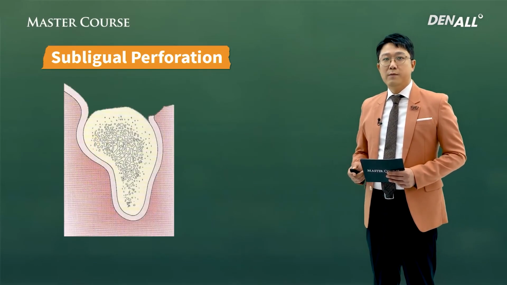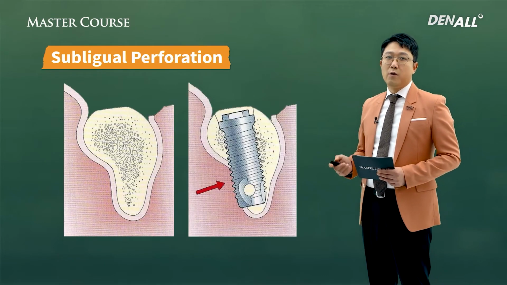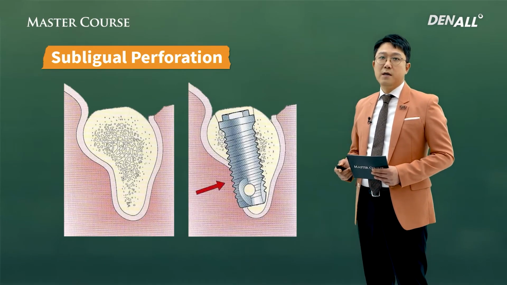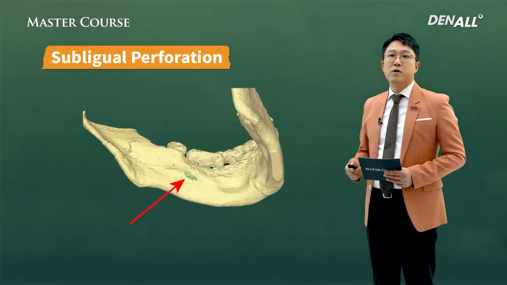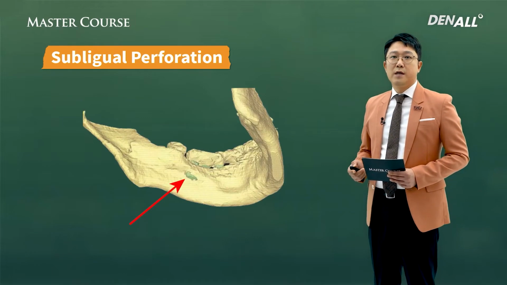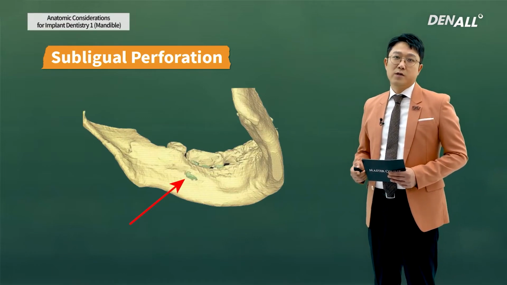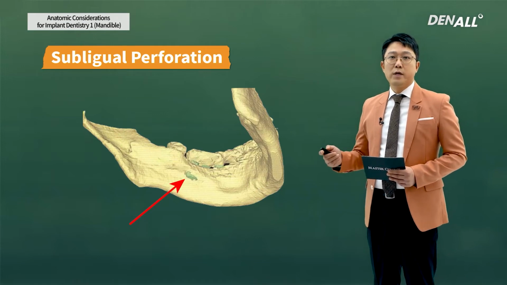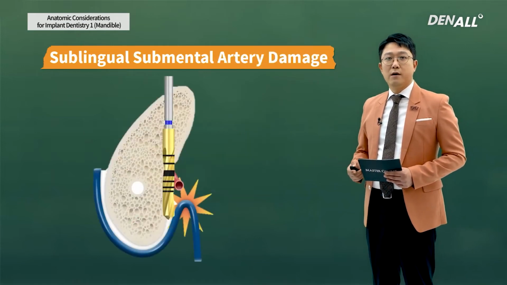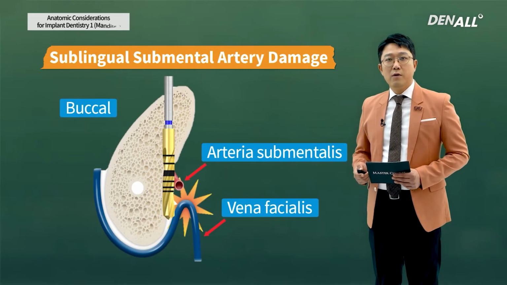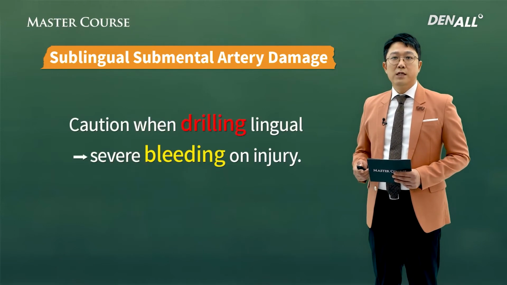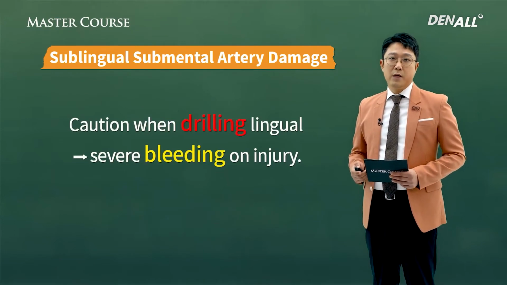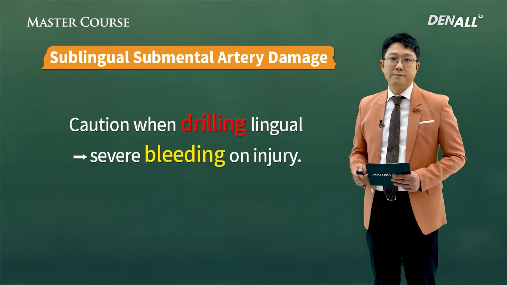If the submandibular fossa is severe and you place a long implant like this, it can end up as a perforation. A perforation like this can occur. In this case, we need to be careful not to make the perforation by using short implants. When you make a perforation, drilling can damage blood vessels running below, which can result in severe bleeding. So you need to be careful.